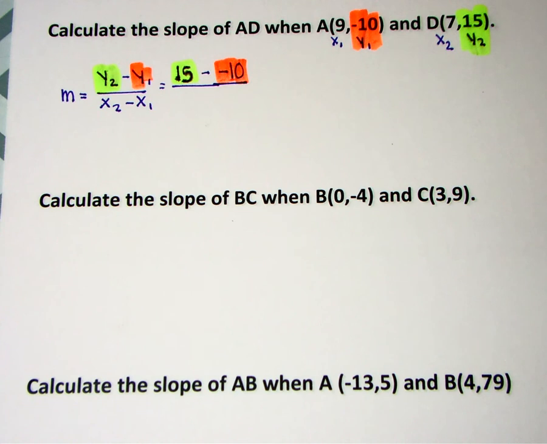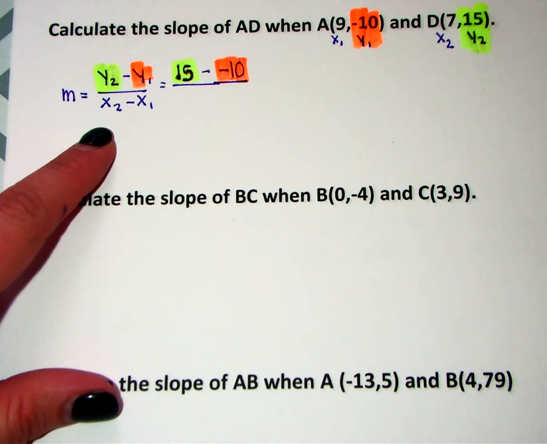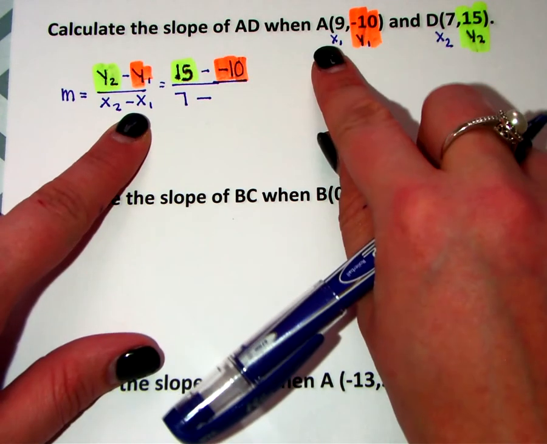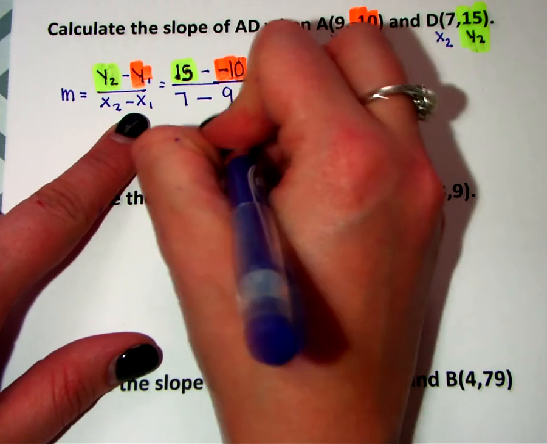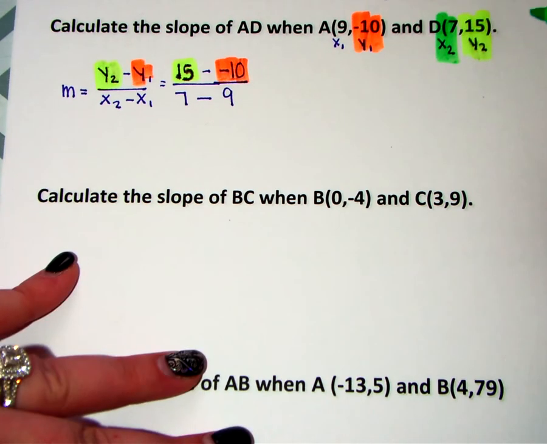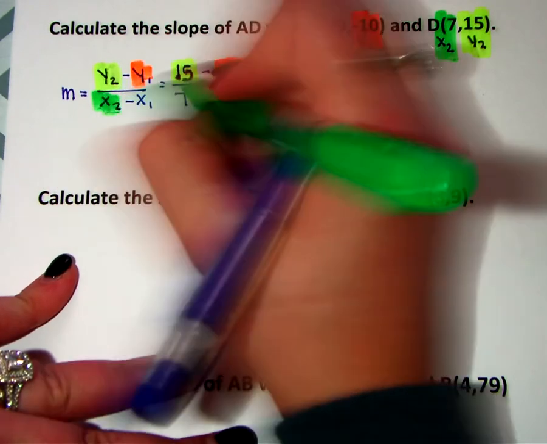We're going to do the exact same pattern, but we're going to do this pattern for x's now. x's go on the bottom. So x sub 2 is 7. Minus x sub 1, which is 9. So again, all I'm doing is I'm taking my x2 coordinate, I am plugging it into my equation.